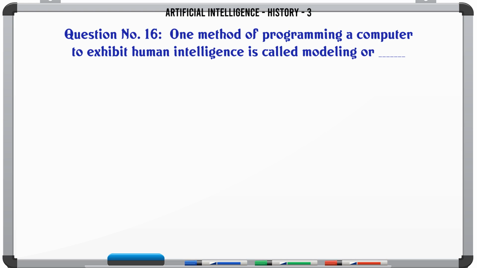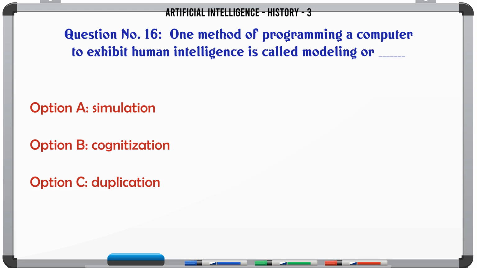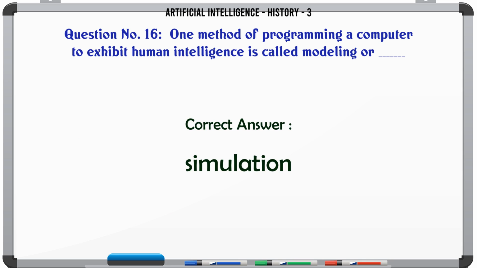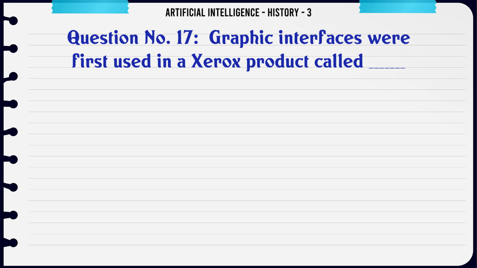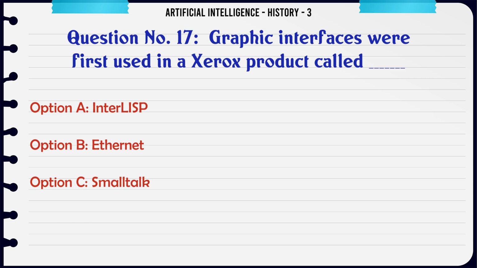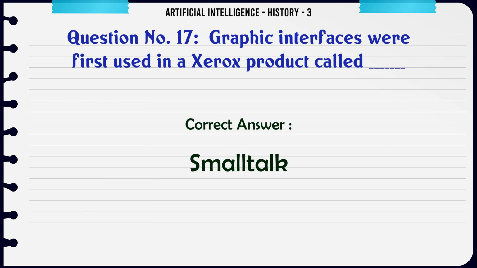One method of programming a computer to exhibit human intelligence is called modeling or A. Simulation, B. Cognitization, C. Duplication, D. Psychic amelioration. The correct answer is simulation. Graphic interfaces were first used in a Xerox product called A. Inter-LISP, B. Ethernet, C. Smalltalk, D. ZetaLISP. The correct answer is Smalltalk.